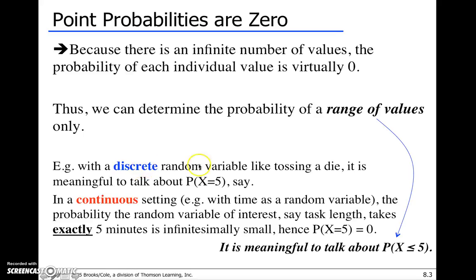Example, with a discrete random variable, like tossing a die, it is meaningful to talk about the probability that x is equal to 5, say. In a continuous setting, for example, with time as a random variable, the probability that the random variable of interest, say task length, takes exactly 5 minutes is infinitesimally small, hence the probability that x is equal to 5 is equal to 0. It is meaningful, however, to talk about the probability that x is less than or equal to 5. More sensibly, the probability that x is less than 5.